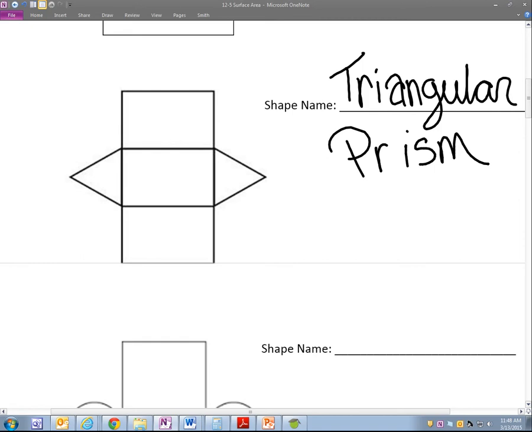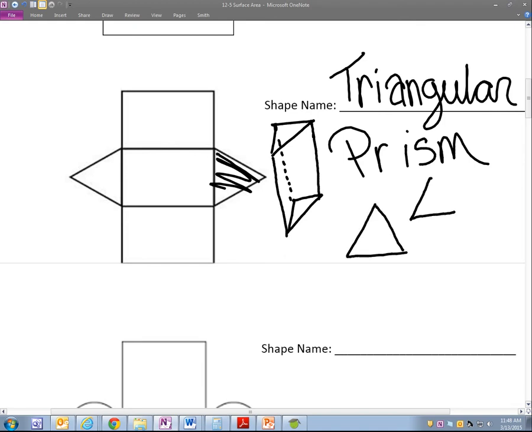Sorry, I can write better printing, so I'm going to do that. So the triangular prism, if I were to stand it up on this edge here, it would look like this. Or if I set it on its side, it would look like these.